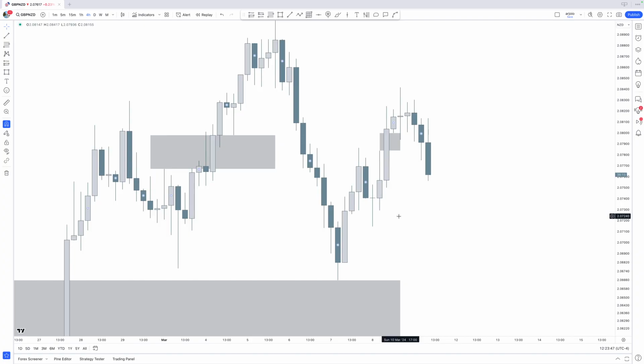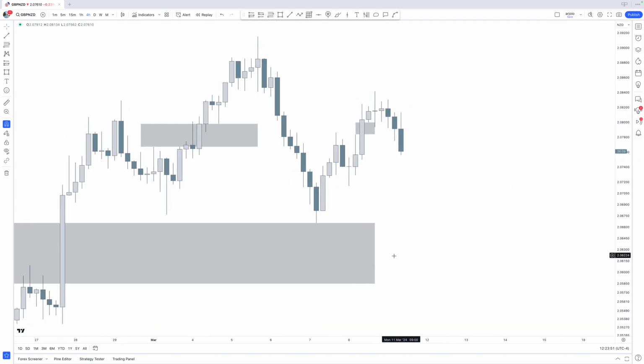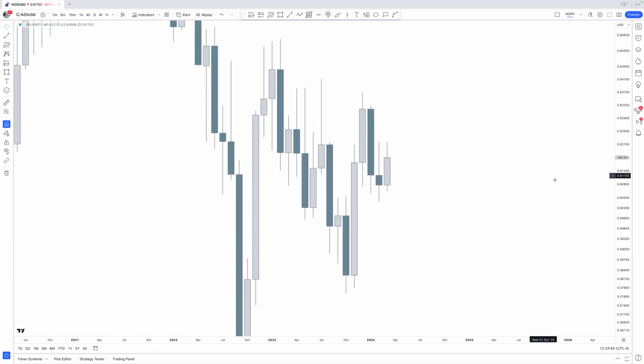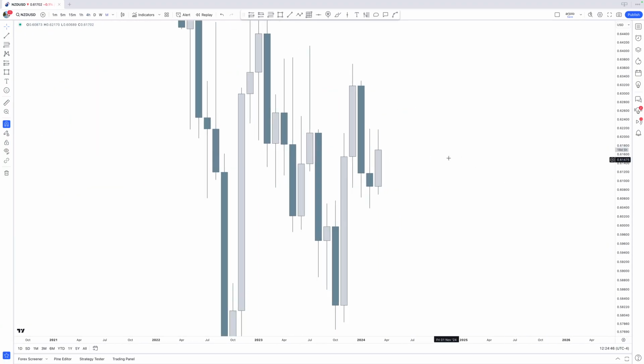Is it a high probability though? No, because we have a weekly order flow lag and we have a weekly fair value gap sitting below that, and a 4 hour order flow lag continuing higher right there. So that is what the time frames make so important to understand. Now, looking at New Zealand dollar, US dollar, what are we seeing?